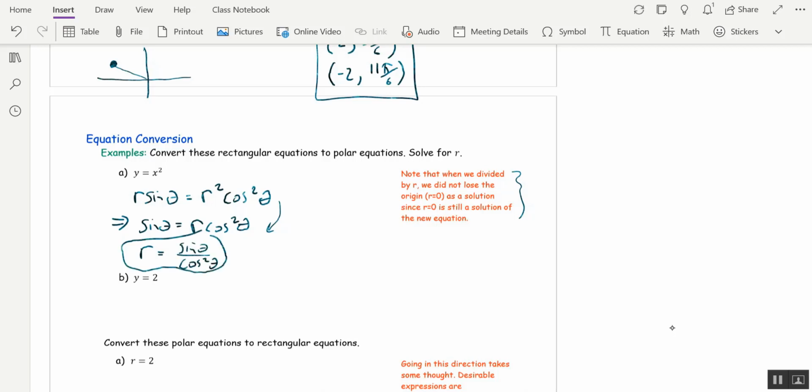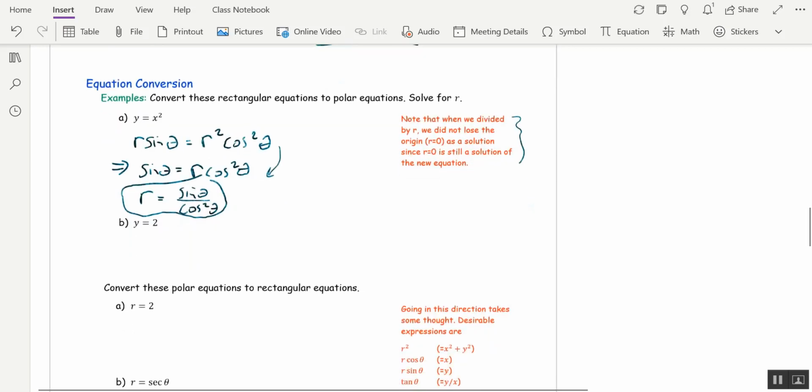And you could leave it like that, or you could write that as tangent times secant, either or. All right, y equals 2. r sine theta equals 2. Solve for r. r is 2 over sine theta, which is cosecant theta. So that's interesting. We're seeing that a horizontal line is given by r equals 2 cosecant theta.